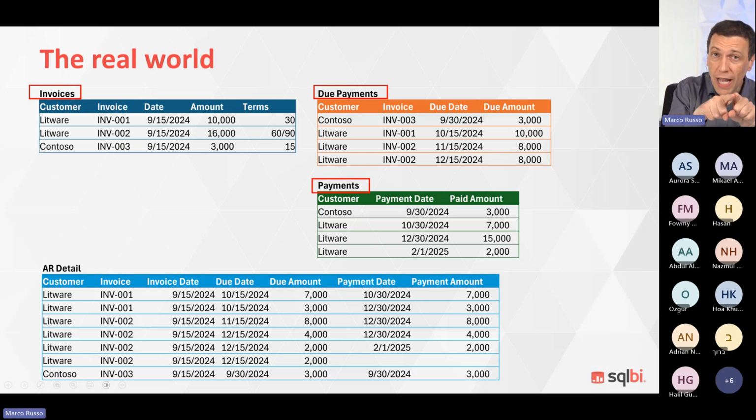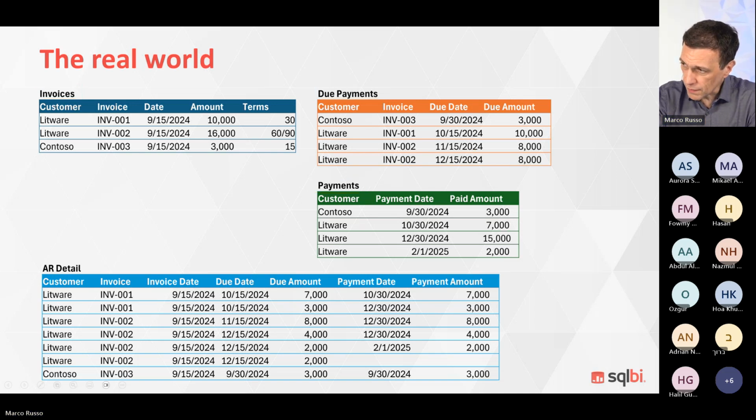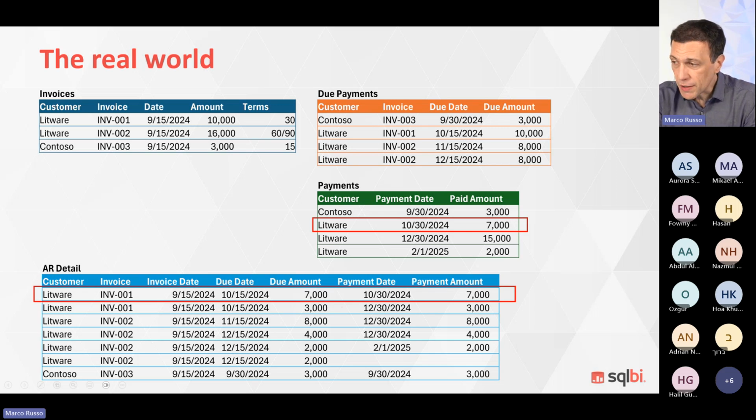So basically, we want to have one row for every intersection of payment, due payment, and invoice, because this way we can make it easier to examine what is going on. For example, if you remember, the first payment is 7,000, which is here. The first payment of Litware is 7,000 here, which corresponds to this line. So we said this is covering invoice 001, but at this point, there is other 3,000 for invoice 001 that have been paid in this payment at the end of December.